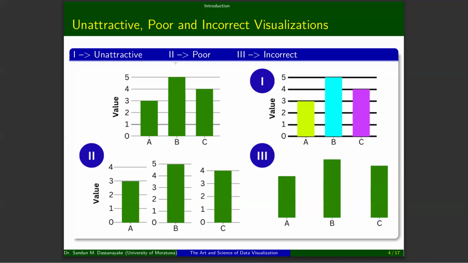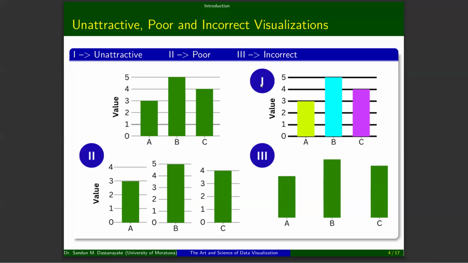It is named as poor. And why is it poor? Why do you think it is poor? You can send me chat messages. Why do you think it is poor? This is number 2. The word poor indicates there's greater room for improvement. So it is poor.